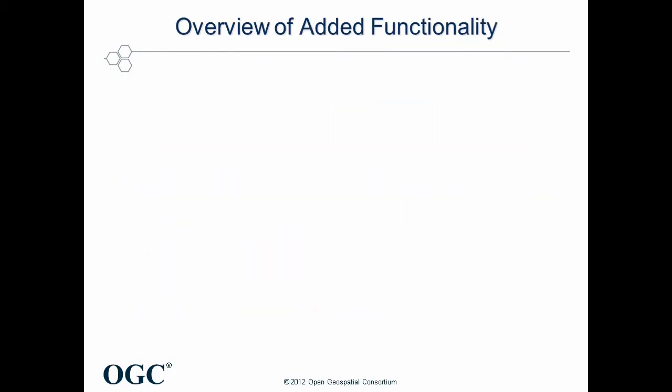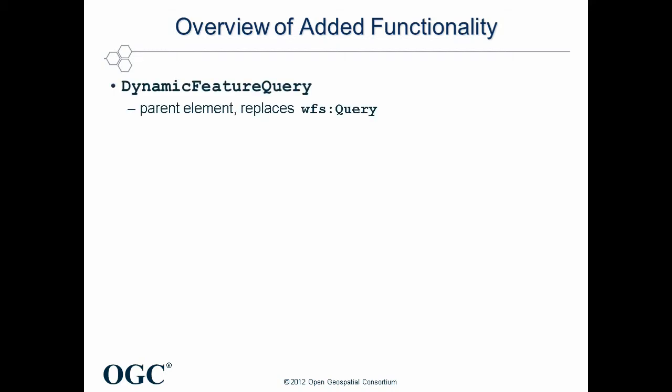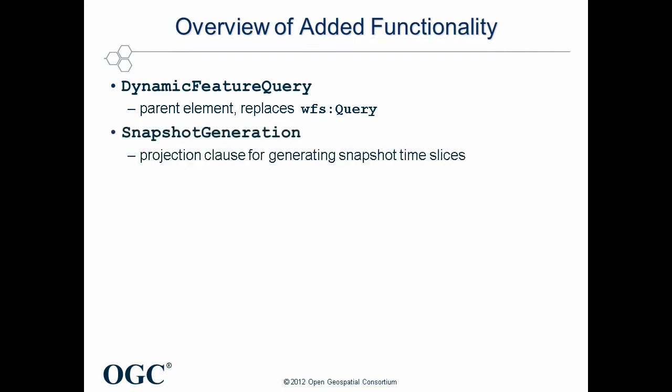Here's an overview of the functionality that is added to a Web Feature Service request. A new parent element called Dynamic Feature Query is introduced, which replaces the legacy query element. This element is necessary to accommodate the new projection clauses and filter elements. One of the new projection clauses is snapshot generation. If present, the features returned contain the complete calculated state at a given point in time.